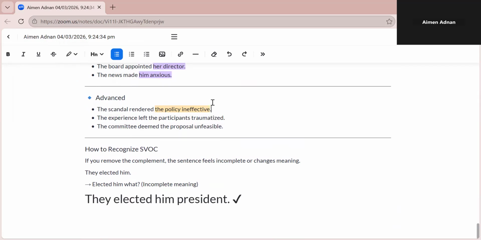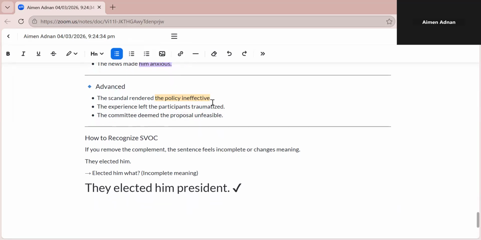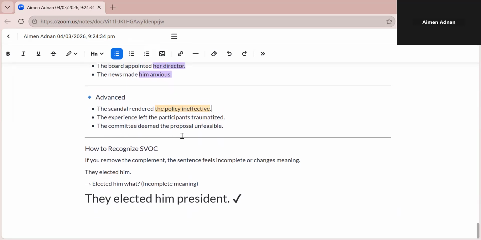Look at the second sentence. The experience left the participants traumatized. Now, look at yourself that the experience, which is the subject, left the participants traumatized. So, traumatized is actually an attribute that was done on participants, and participants is the object of the sentence. And that is why traumatized will be the object complement. Look at the last one. The committee deemed the proposal unfeasible. So, the proposal's attribute is that it is unfeasible, and that is why unfeasible is the object complement.